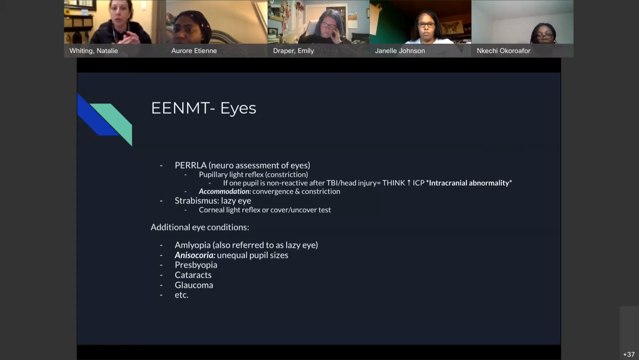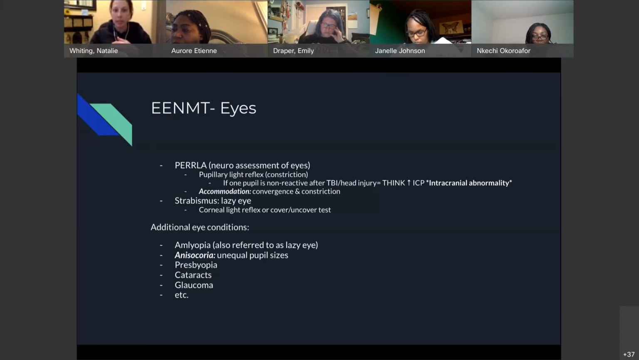We can also test strabismus with the cover-uncover test, because when it's covered, the eye muscle tends to weaken and it can fall. And then if you uncover quickly, you can see it snap back. Additional eye conditions can be amblyopia. So some people get amblyopia and strabismus confused because they're both termed lazy eye. Amblyopia is more where one of their eyes looks sleepy, right?